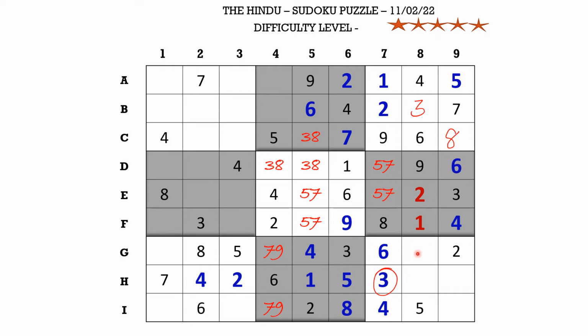Coming down here, in column 8, the missing numbers are 7 and 8. There is 8 here in G row, so G8 takes 7 and H8 takes 8. Now the missing numbers in this block are 1 and 9. There is a 1 here in H row, so H9 takes 9 and I9 takes 1.